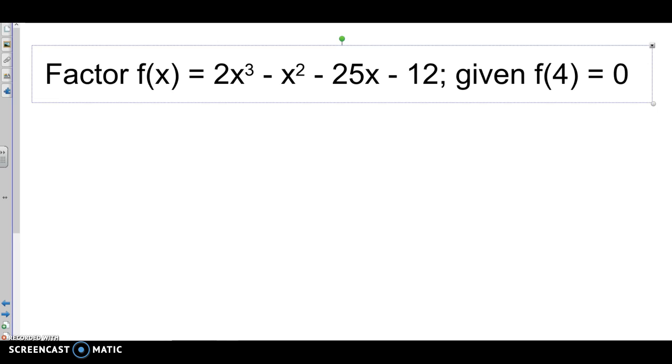So to try it yourself at the bottom. Again, I'll give you a couple seconds if you want to pause it and try it. If not, we'll jump right into it.